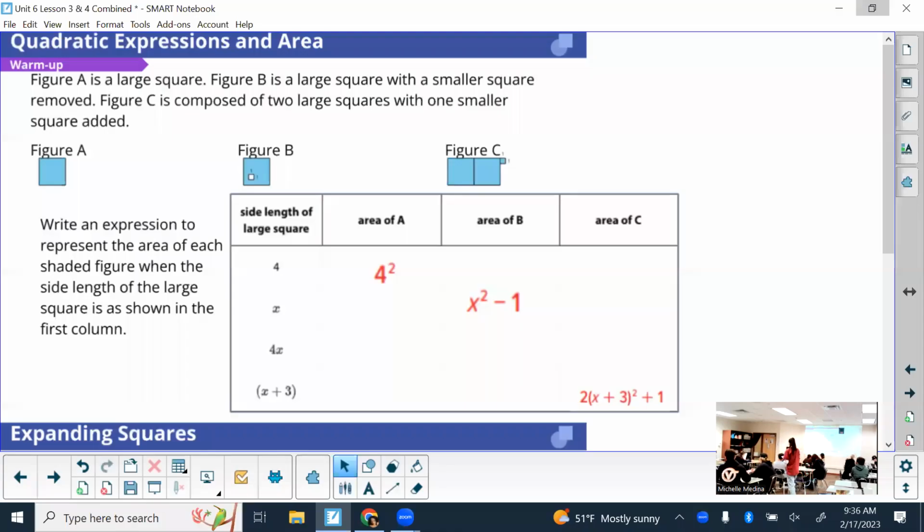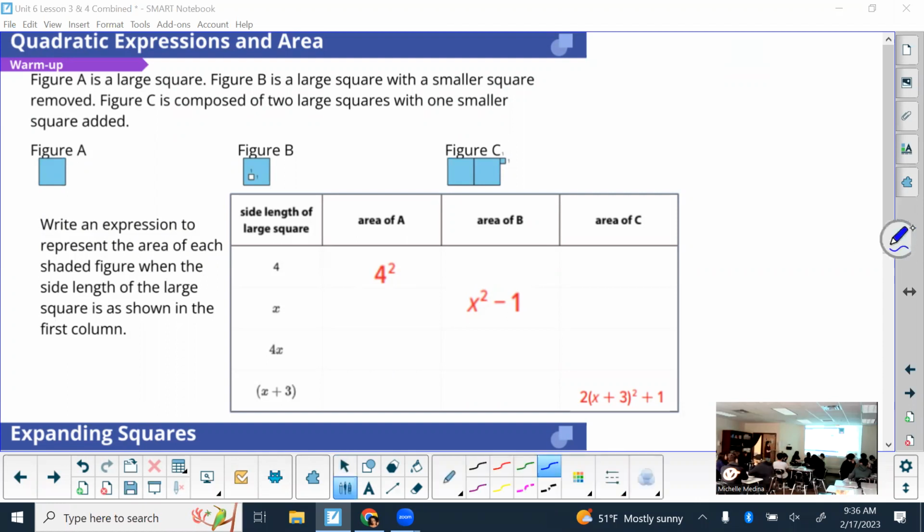This warm-up is having you make expressions for each type of figure, given a particular side length. Like for example, figure A, and it says is a large square, so what's unique about squares? Okay, good. The main thing is that all their sides are equal, and how do you find area of a square?